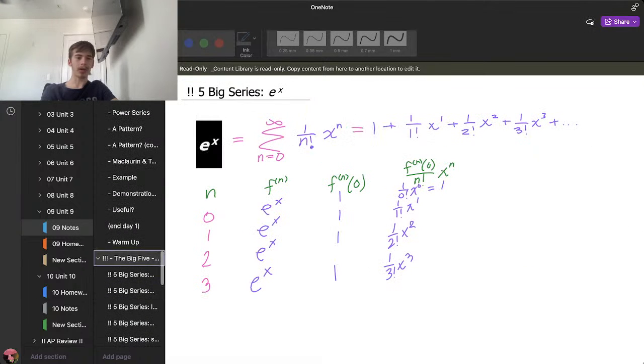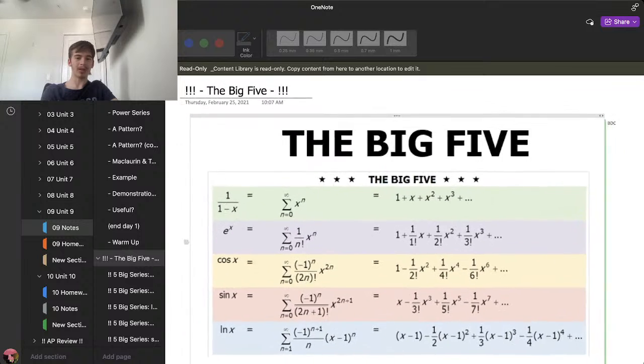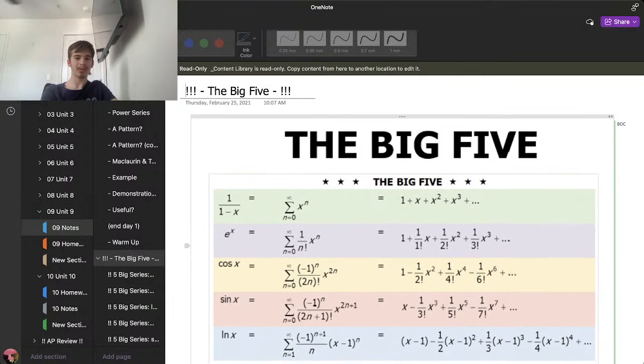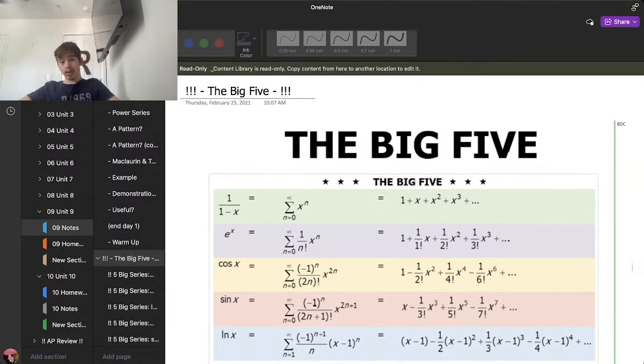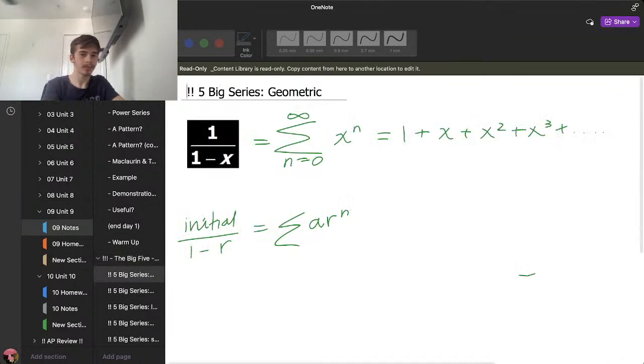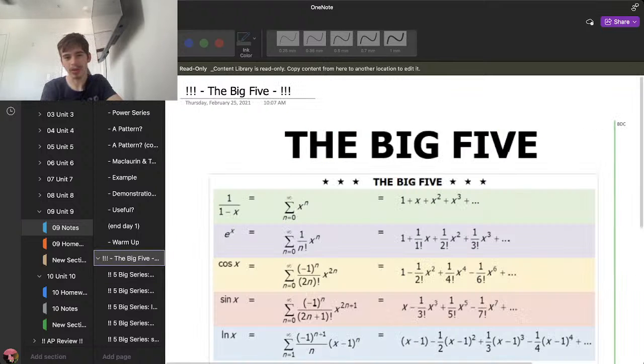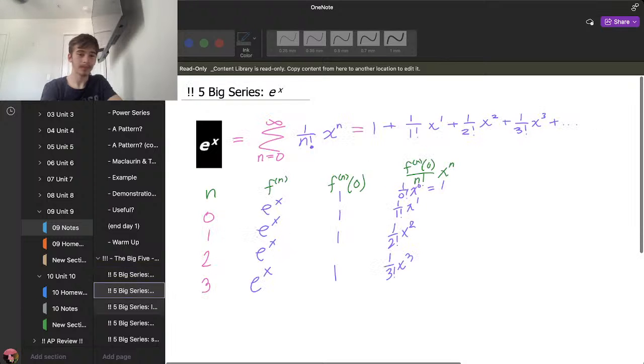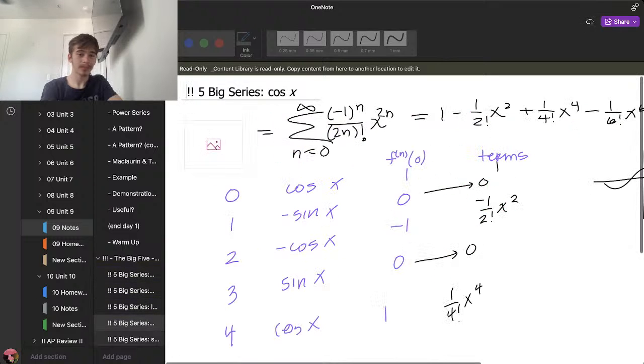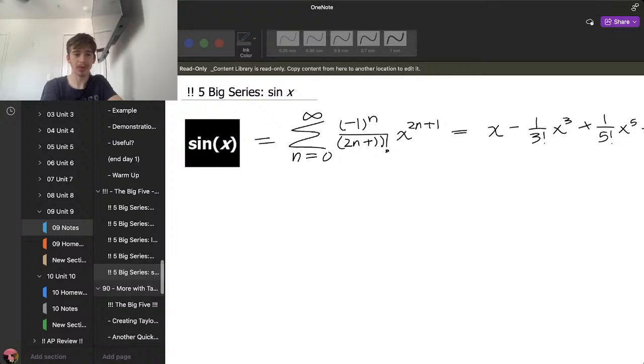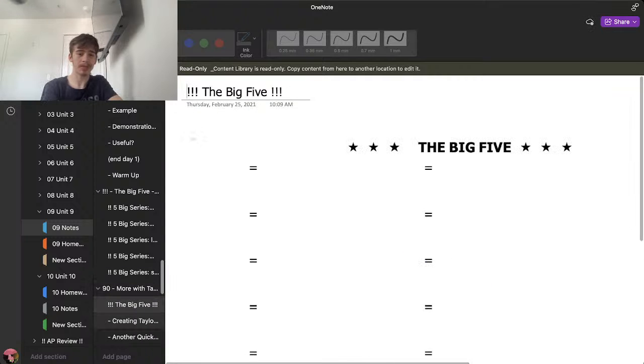The big five, you gotta get these memorized. I'm gonna leave them here. Memorize these. Okay. So let me look over the natural log of x one. This is just proofs. You don't need their proofs if you memorize them.